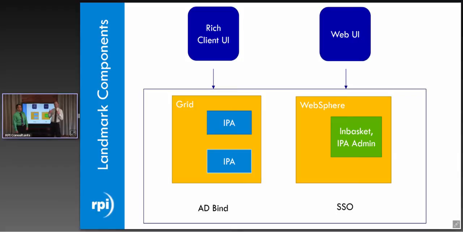Rich client is your thick client. That's the client you need to install on your computer. In IPA, it's really just for administrators, right? Exactly. End users typically aren't going to go into the rich client. The end users are going to go into the web user interface, and for that, you'll have more of a traditional single sign-on back with Lawson.